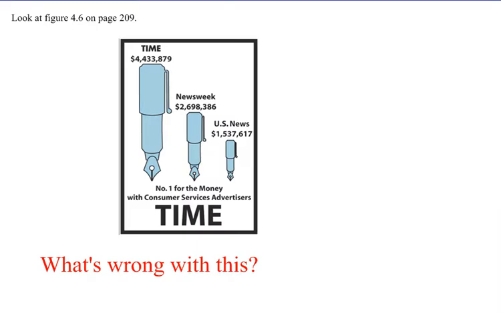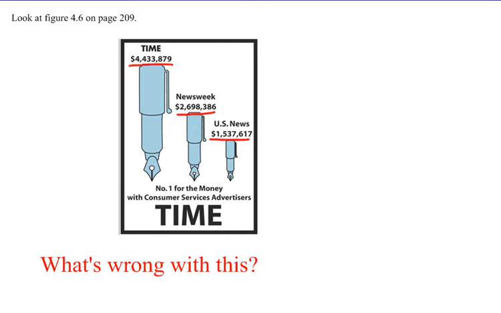Then we have just a picture here, and they're asking what's wrong with this. You'll see that it's just a pictograph, really, because they're representing time in the newspapers with that pen, or whatever you want to call that, an ink pen. And so what's wrong with this is they're making time, look at the numbers here, 1.5 million, 2.6 million, and 4.4 million.